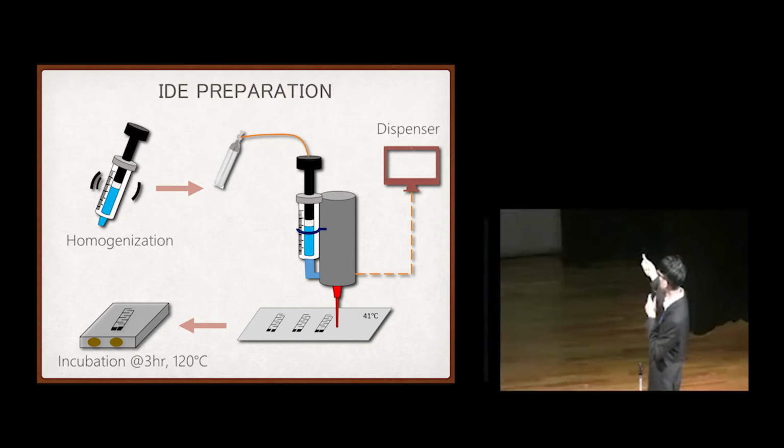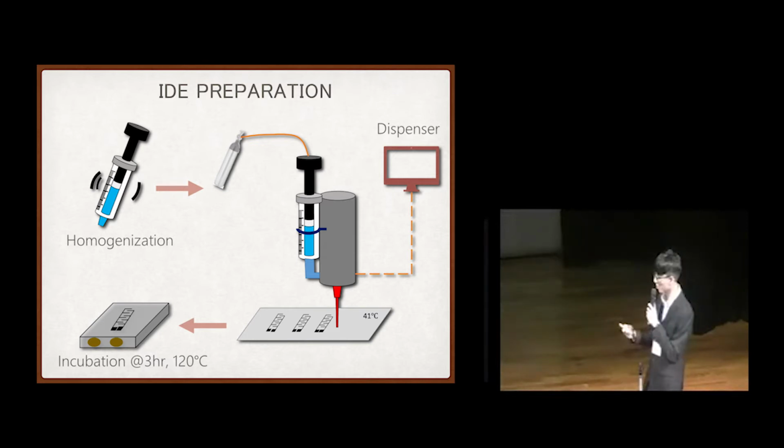So we use a robotic machine. And first, we put the homogenized silver gel into the syringe. And second, the pattern of the IDE was determined by using the dispenser software so that the silver gel could be precisely printed on a PET substrate. And with the help of robotic dispensing, our IDE could be automatically repeated.